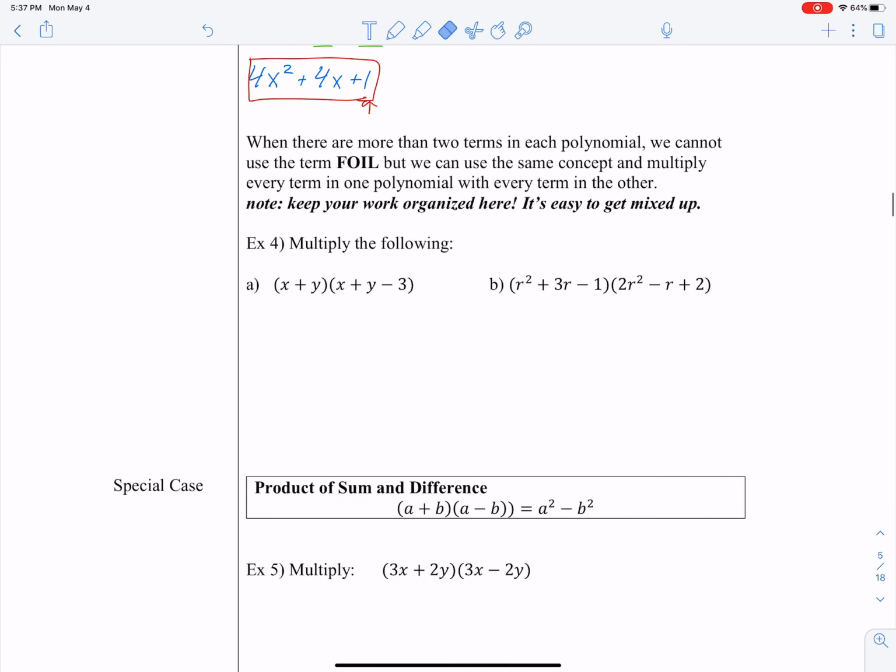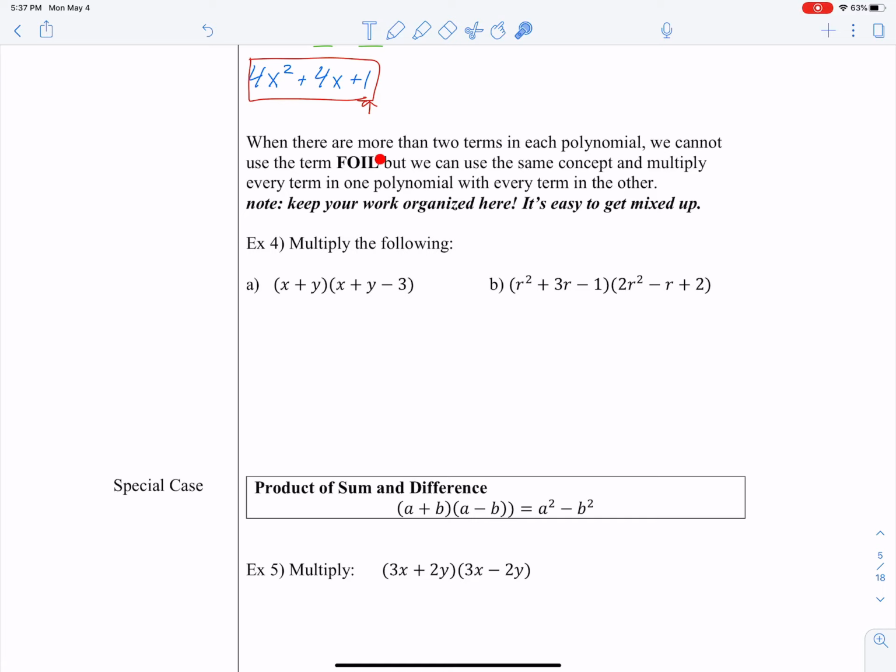Okay, so the next thing we're going to look at is, what if we don't have just two binomials? What if we have larger polynomials? So here we have a binomial multiplying a trinomial, 1, 2, 3 terms. Here we have two trinomials together, 1, 2, 3 terms.